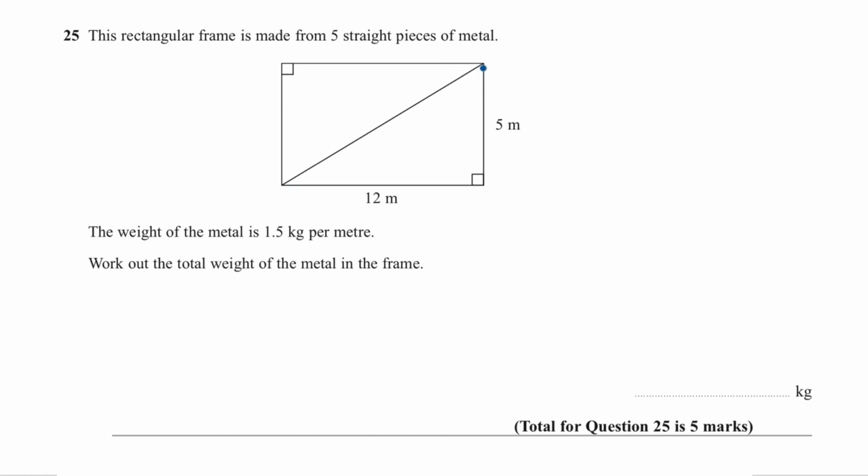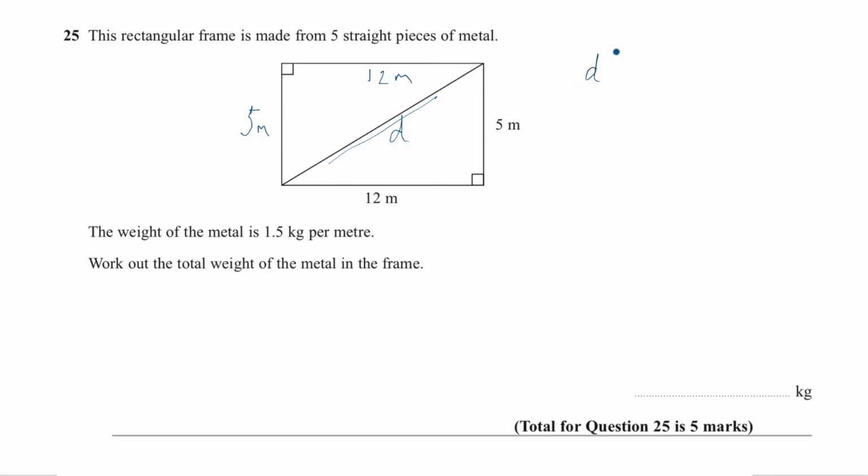Then we've got this piece across the middle, the diagonal, and we need to find the length of that one. So this piece of metal is 5 meters. This piece of metal is 12 meters. But what about the length of that diagonal? Well, it's sitting in a right angle triangle, so we're going to use Pythagoras. So if we call the length of the diagonal, let's call it d.